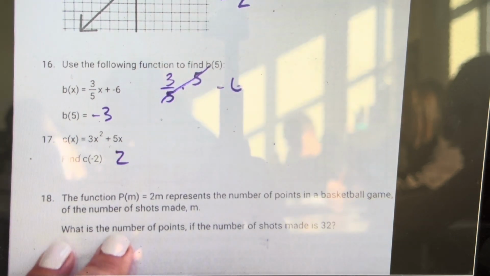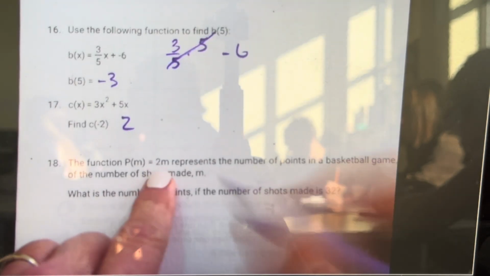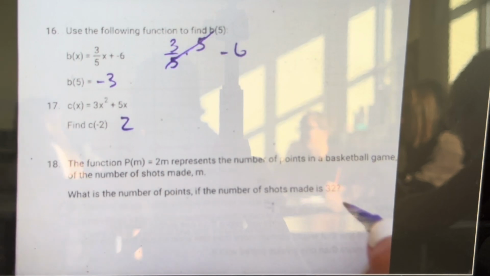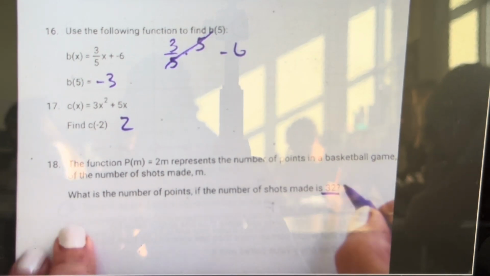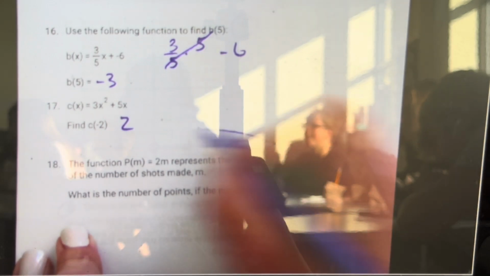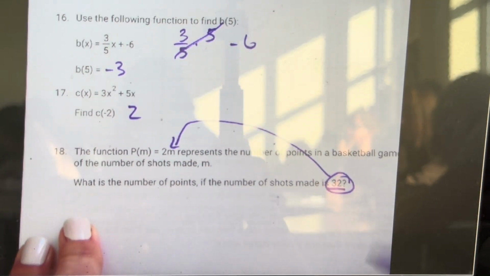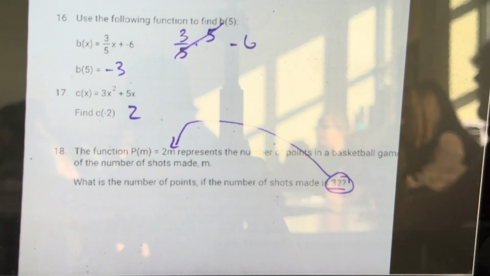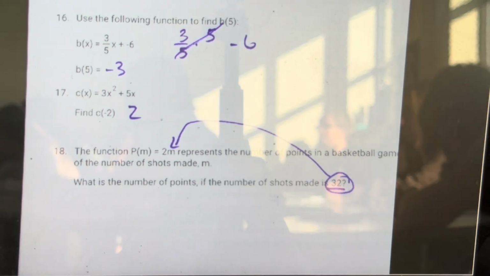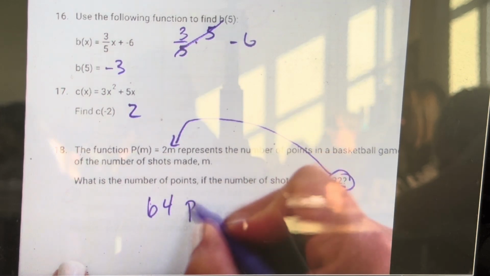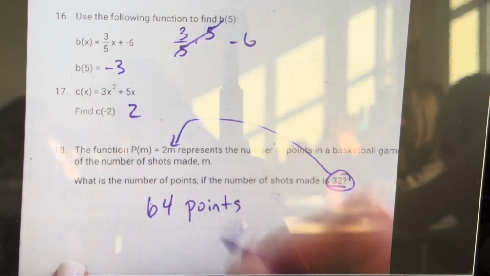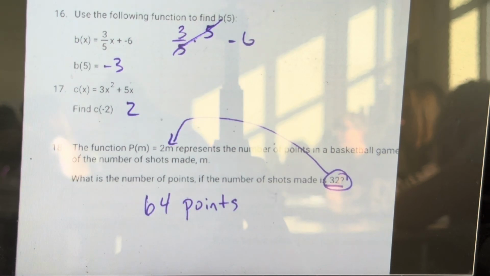And this is the same thing. My function is 2 of m, and how many points if there are 32 shots made. So I'm going to put the 32 in for m. So if I made 32 shots, what is 32 times 2? 64. So I made 64 points. And so you need to label your answer. 64 points.